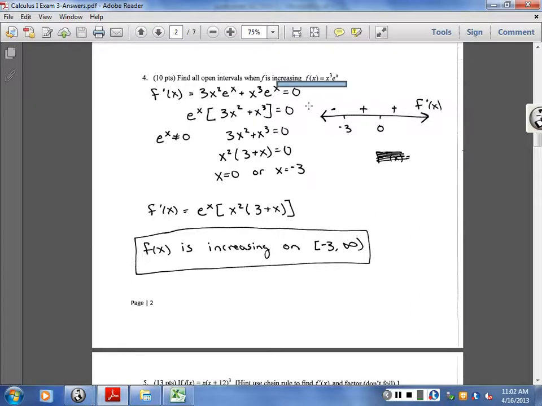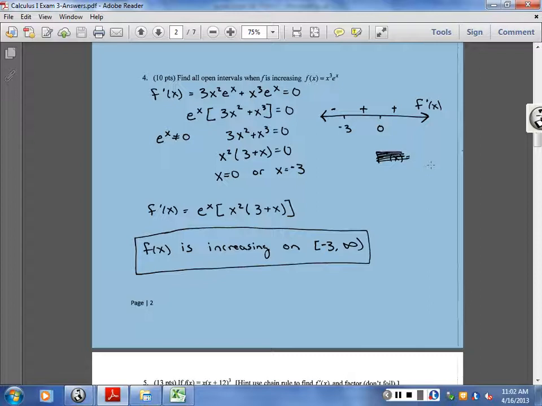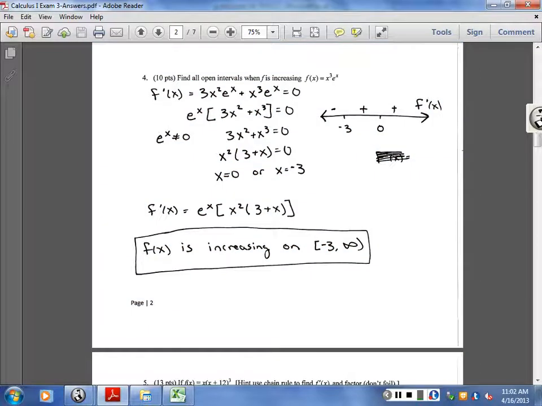I did an example like this in the notes where you had to factor out this e to the x because e to the x is never 0. And then you're ending up with a third degree polynomial. Factor out an x squared. You have a linear term. So you have the factors of 0 or negative 3. Plug that in a number line and make a conclusion. So pretty straightforward. Some of you were then trying to find the second derivative. I didn't ask for the second derivative, but I think you just got in that mindset. Okay, I take the derivative, I take the second derivative, I need to do that type thing.